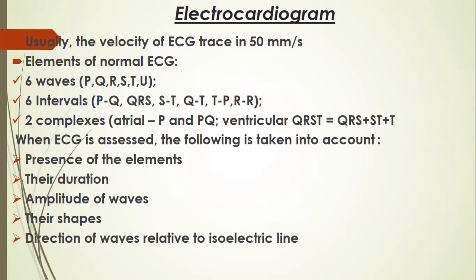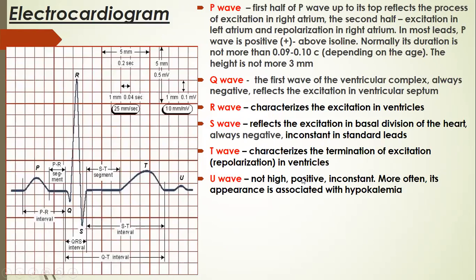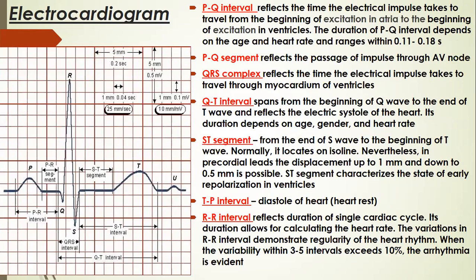When an electrocardiogram is assessed, the following is taken into account: the presence of the elements, their duration, amplitude of waves, their shape, and direction of waves relative to the isoelectric line. On this picture, you can see the waves of the electrocardiogram. And on the next picture, you can see the intervals of the electrocardiogram.